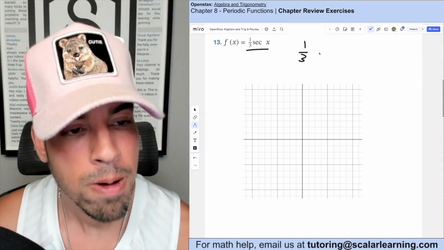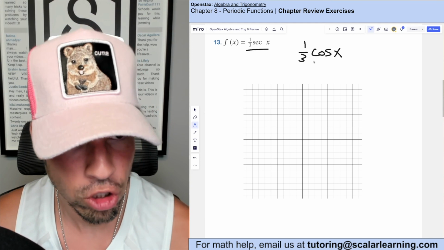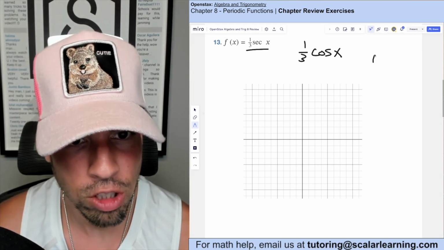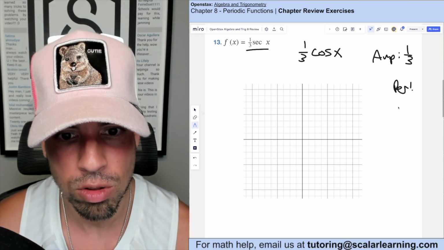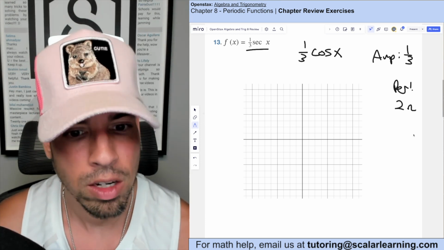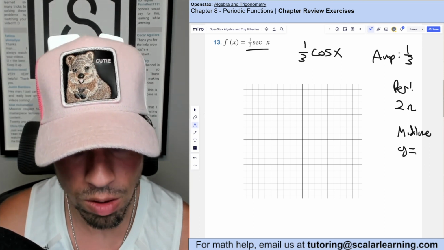So this one we're meant to graph 2 periods, and because secant is the inverse of cosine, I'm actually going to graph cosine, and then I'm going to use that to graph the secant function. So we got 1/3 cosine x. That just means we've got an amplitude of 1/3, but the period is still standard at 2 pi, and our midline is going to be standard. It's not shifted anyway, so it's going to be set at y equals 0.